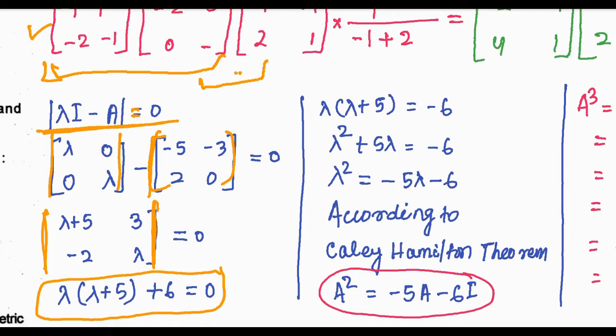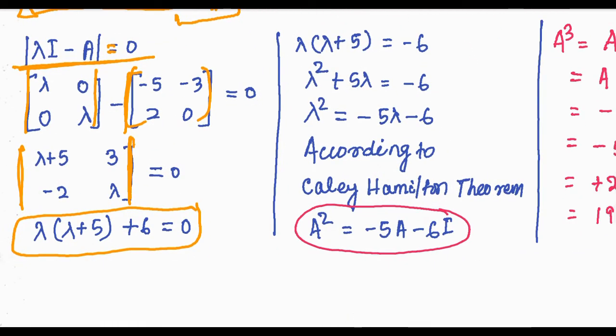If we solve this one, what will we get? Lambda square plus 5 lambda is equal to minus 6, and lambda square is equal to minus 5 lambda minus 6. And according to the Cayley-Hamilton theorem, as this is the characteristic equation, it will be followed by the matrix itself. And what are the roots of the characteristic equation? Lambda is the eigenvalue. Here lambda has two values, and these two values are the eigenvalues of that matrix.